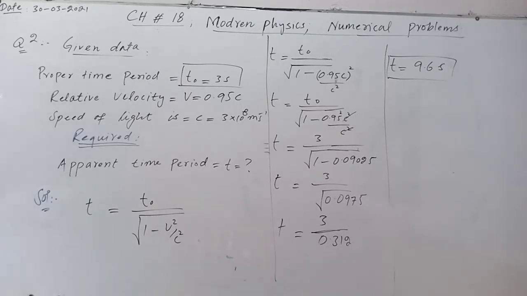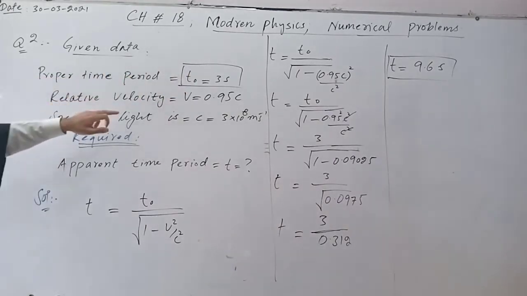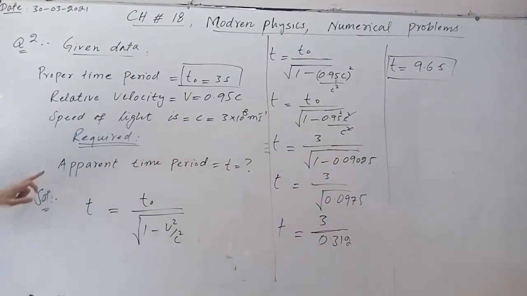So it might be clear. Let me summarize briefly once again. The proper time period is given, which is 3 seconds. Relative velocity is 0.95 times the speed of light. The speed of light is 3 multiplied by 10 power 8 meters per second, which is a universal constant, equal for all objects, either the object is at rest or it is moving. So the speed of light will be the same.